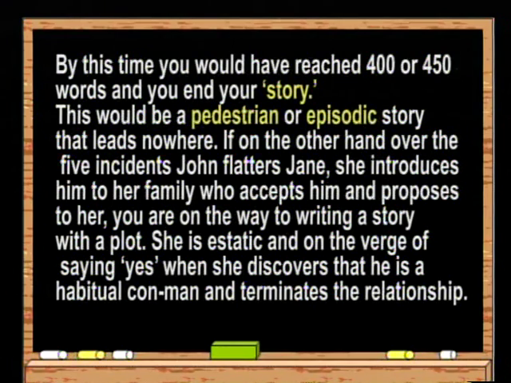If, on the other hand, over the 5 incidents, John flatters Jane, she introduces him to her family who accepts him and proposes to her, you are on the way to writing a story with a plot. She's ecstatic and on the verge of saying yes when she discovers that he's a habitual con man and terminates the relationship. Surely you now have a plot, not unrelated episodes.